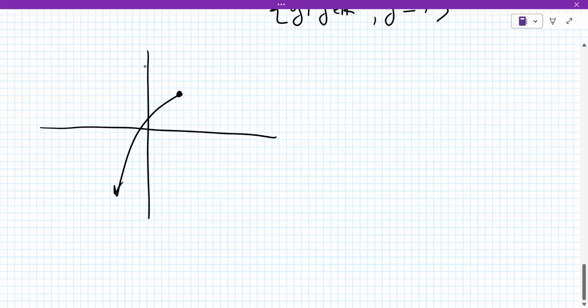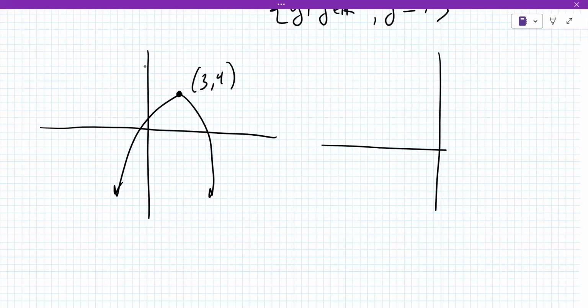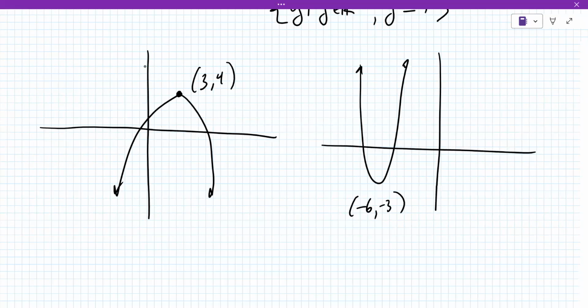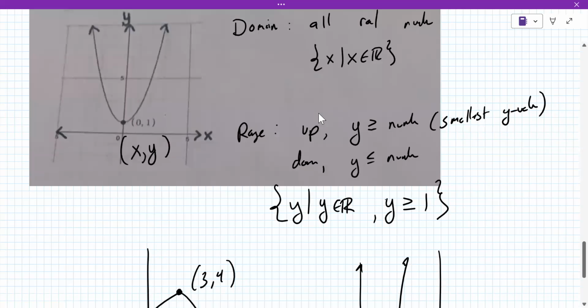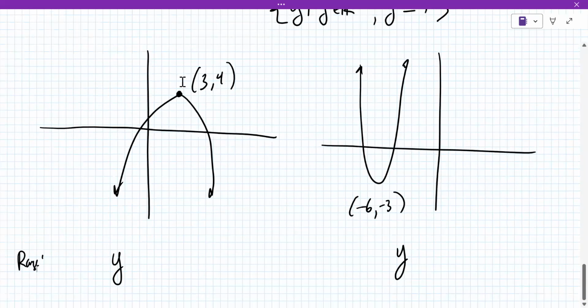Okay, let's do another one here because I feel like this is a little confusing. So this has a vertex of 3, 4. And this one over here has a vertex of -6, -3. For each of these, I want you to tell me about the range, okay? If the parabola opens up, it's y greater than or equal to a number. If it's down, it's y less than or equal to a number. Basically, you have to decide, is this point at the vertex a max or a min?